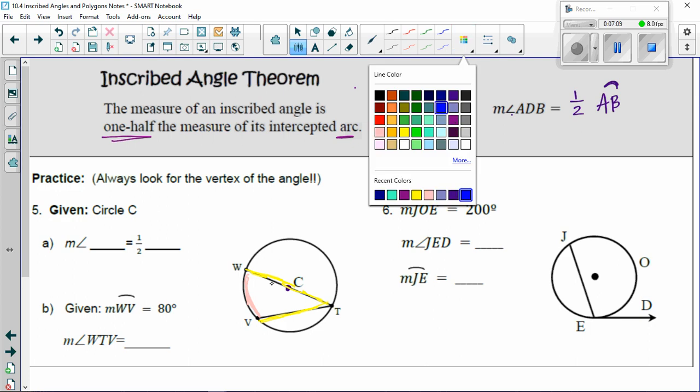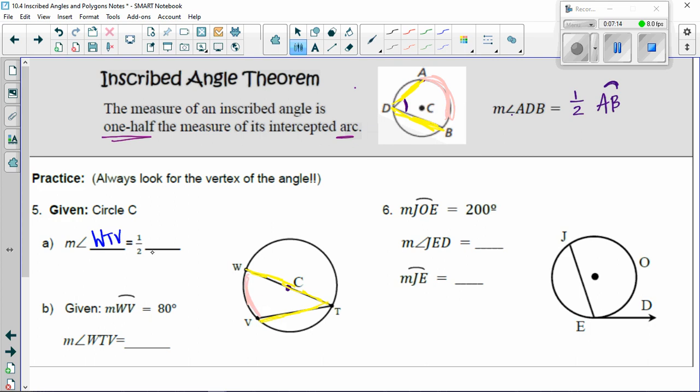So the angle is WTV, and it's half of arc WV. Notice that the two sides of the angle end at the points that name the arc.